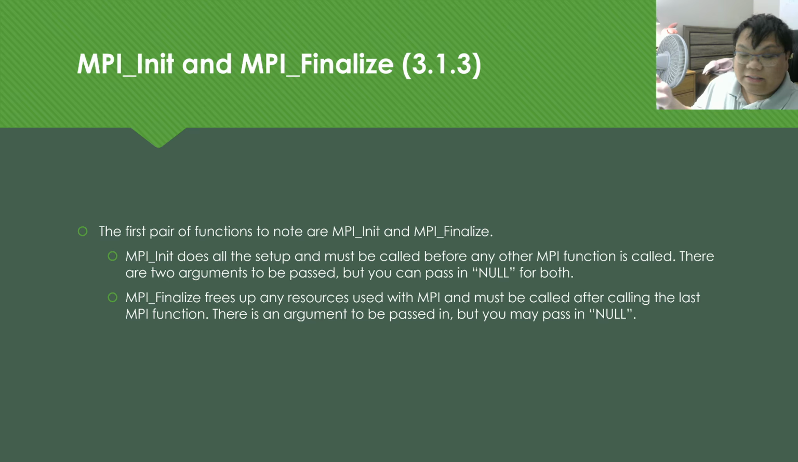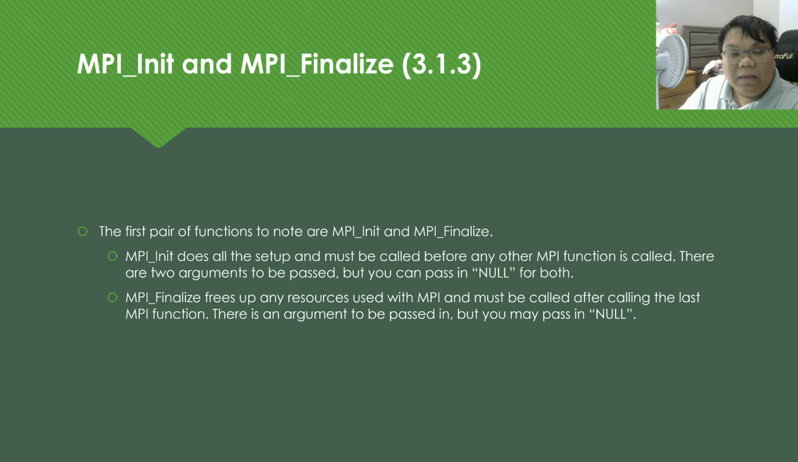MPI_Init just initializes the environment in which MPI can run. So before you do anything related to MPI, you call MPI_Init. That function requires you to pass in two arguments, but just pass in NULL for both of them. MPI_Finalize, when you're done with any MPI-related functionality, you call MPI_Finalize, and that's basically the end of MPI-related functionality. You cannot call any more MPI-related functions after that.